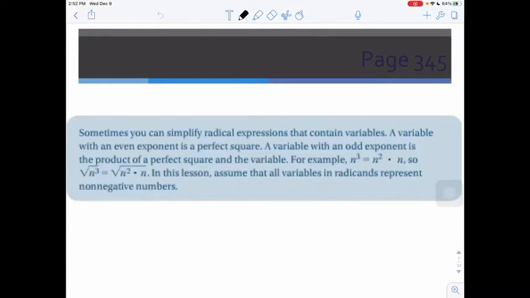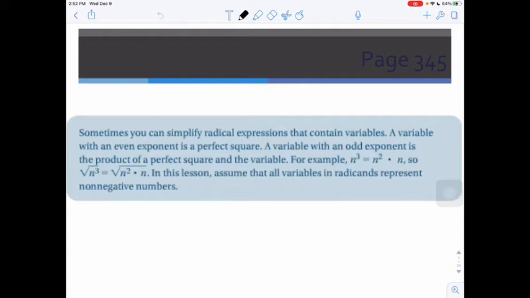Section 5.8, example 2 on page 345. Sometimes you can simplify radical expressions that contain variables. A variable with an even exponent is a perfect square. A variable with an odd exponent is the product of a perfect square and the variable. For example, n cubed is n squared times n. So the square root of n cubed is the square root of n squared times n.